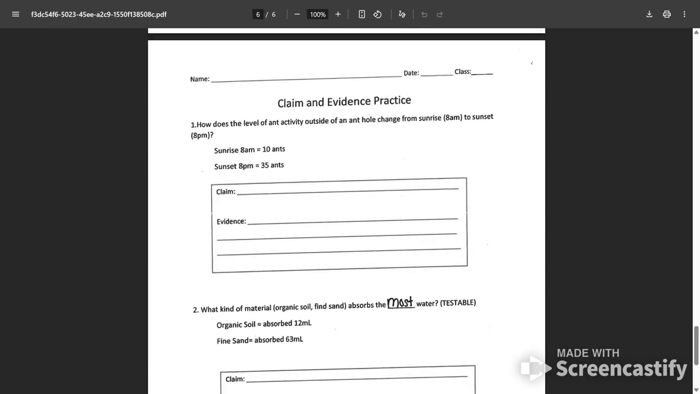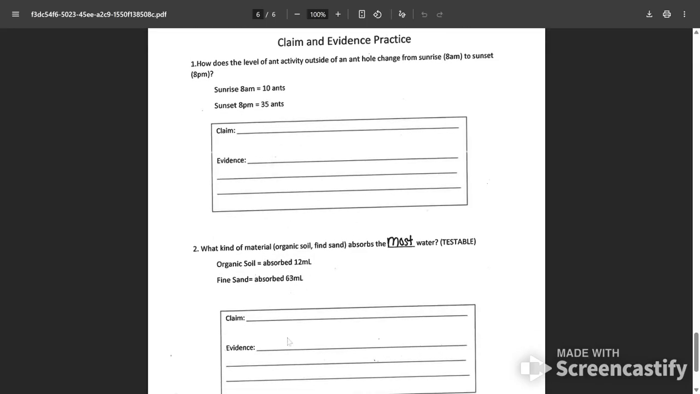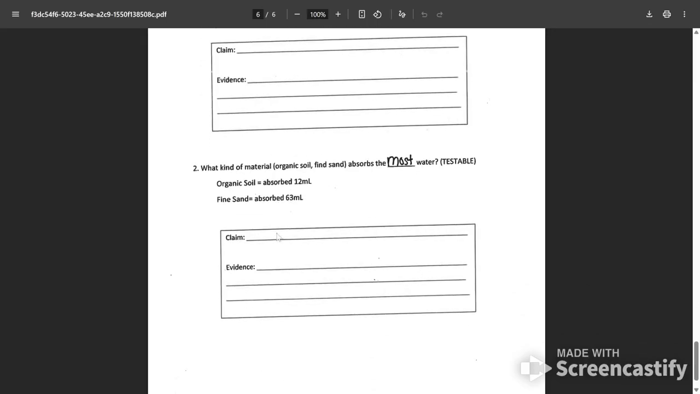And then last, you're going to practice claim and evidence, so you're going to read this question and write a claim based on your data, which is here, and then you're going to write your evidence. Your evidence needs to be between 3 and 4 sentences, and if you need help, look back in the paper we did yesterday or look in your notebooks and that will help you. And you're doing the 2 testable questions.